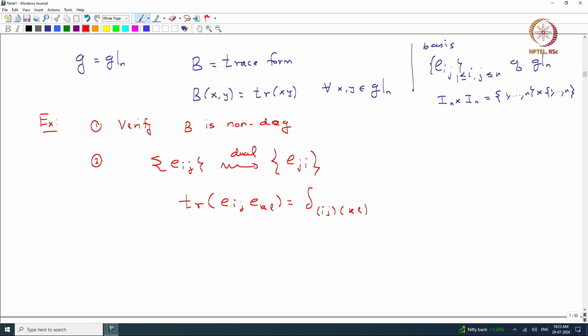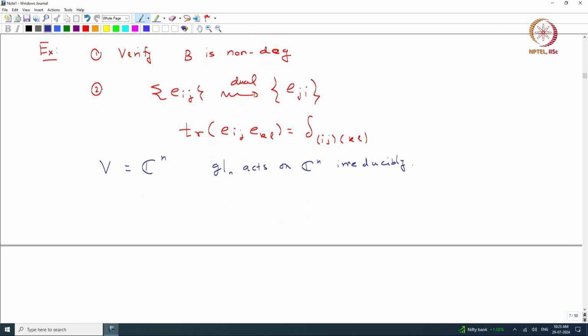What will be the Casimir operator corresponding to this trace form on the natural representation? Okay. So, take V to be C^n. So, GL_n acts on C^n, and this is indeed an irreducible module. The G action is irreducible. So, now we know that the Casimir element must act as a scalar on this GL_n.